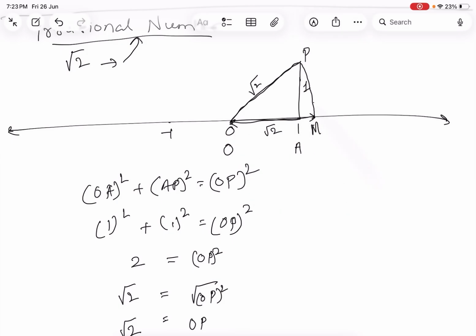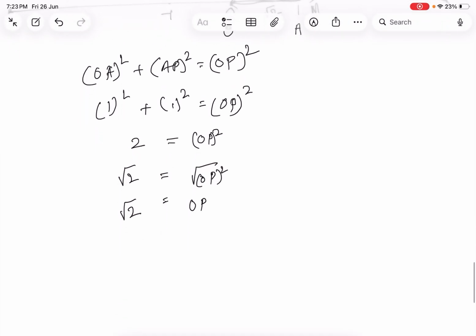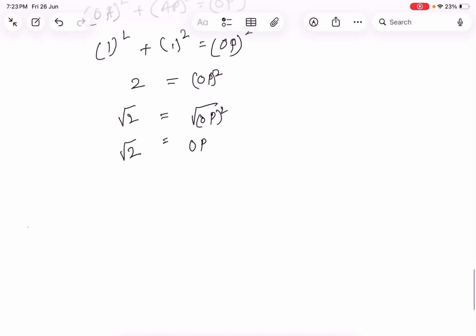Why? Because this lies on the same circle as OP. So OP is a radius measuring square root of 2. Similarly, OM will also be a radius, and its length will also be square root of 2. Similarly, you can locate square root of 3, square root of 5, square root of 7 on the number line using a similar principle.